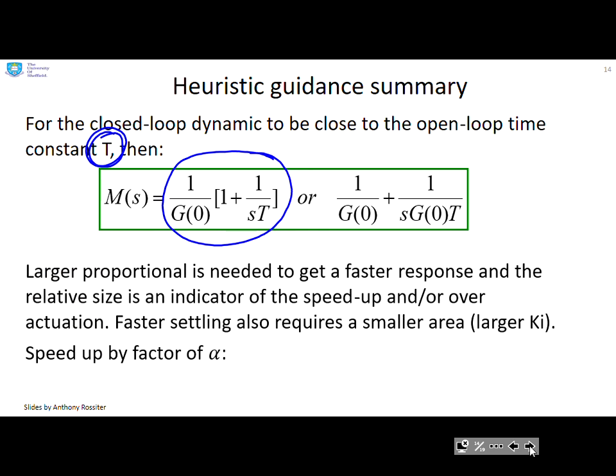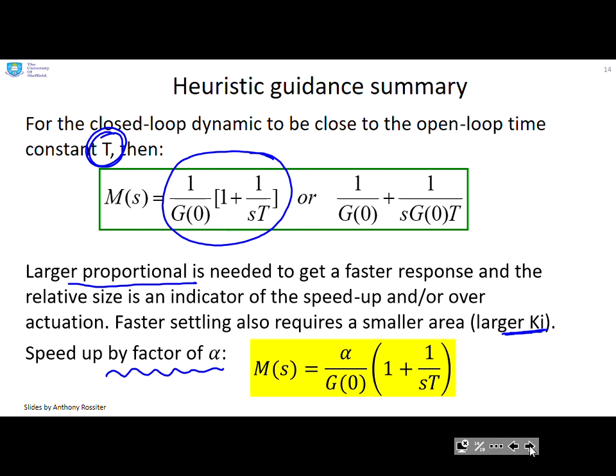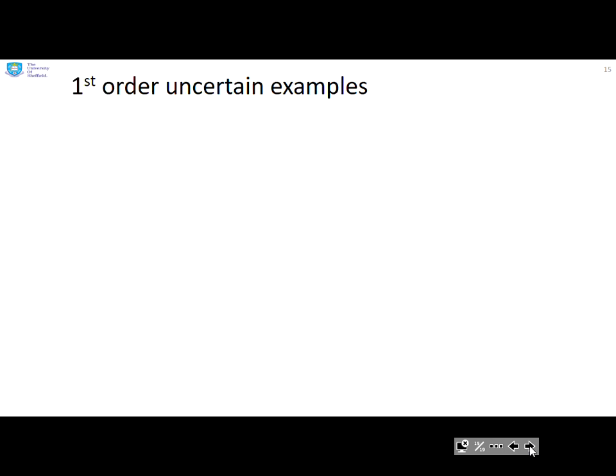If we want to be faster, then the proportional has to be larger, and also the Ki has to be larger. So I can give myself a speed up factor of alpha and just multiply that on the formula like this. So you can see that to go faster than open loop by a factor alpha, I simply stick an alpha multiplying factor in there.